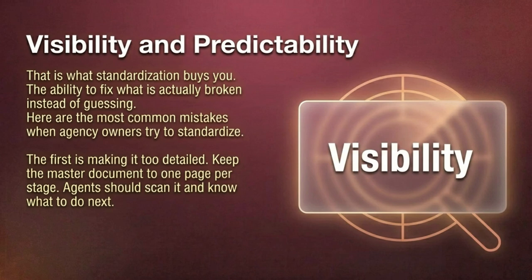Here are the most common mistakes when agency owners try to standardize. The first mistake is making it too detailed. If your sales process document runs 40 pages, no one will read it. Keep the master document to 1 page per stage, with talk tracks and checklists in supporting documents. The agent should be able to scan the 1-pager and know what to do next.